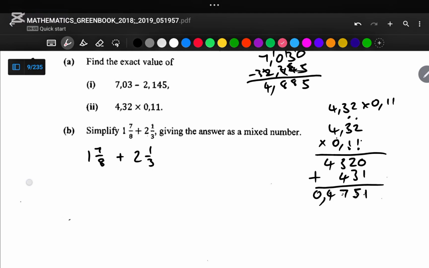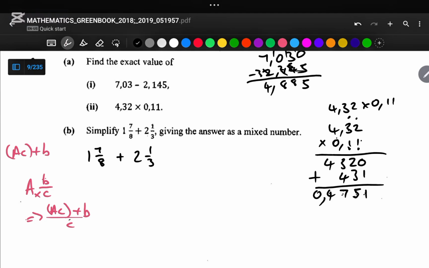Given a mixed number of the form a b over c, what you can do is multiply a and c. So we multiply the whole number with the denominator, that is ac, and then add the result to b. So our answer here will be ac plus b, divided by c. That is our answer as an improper fraction.